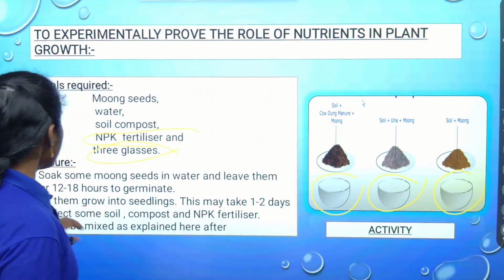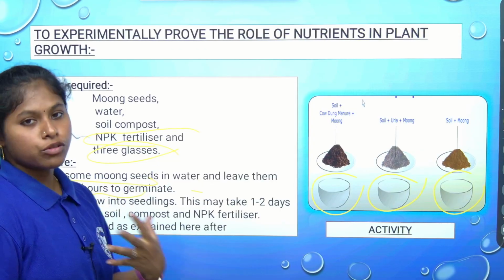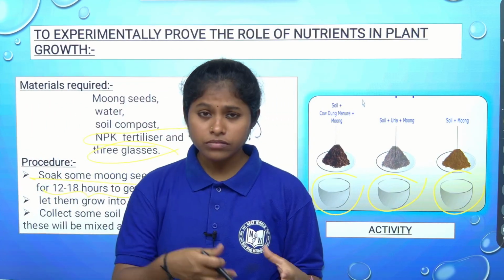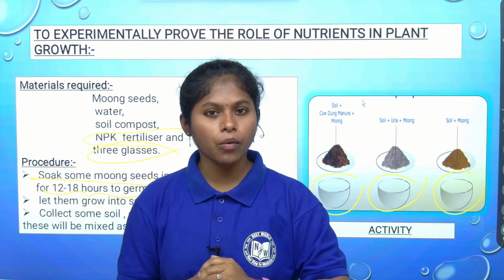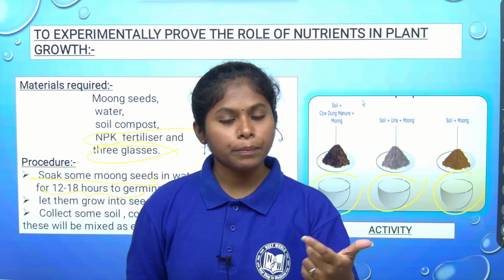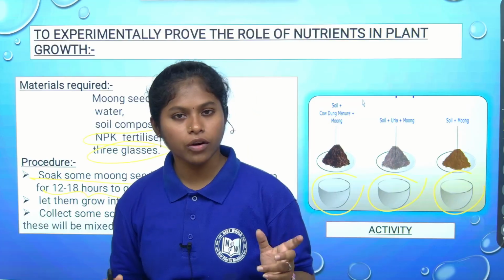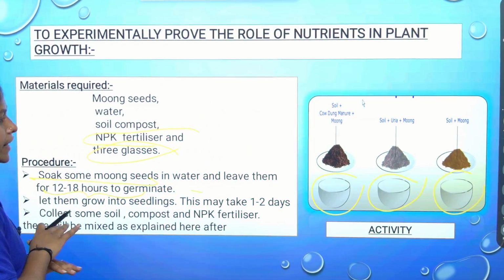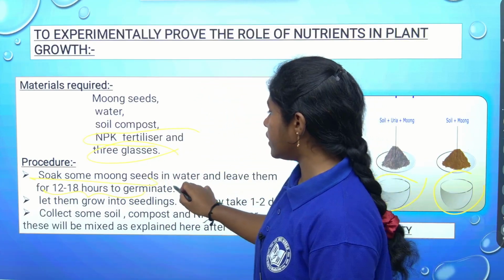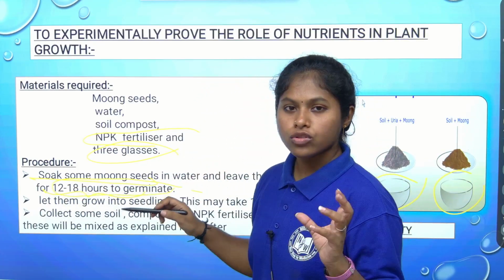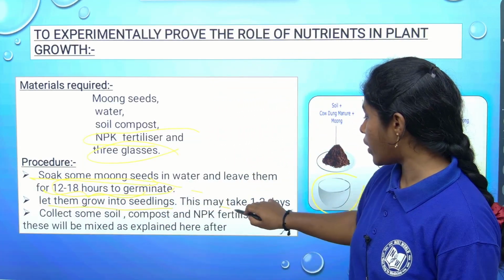Right children? So I soaked some of the moong seeds in water and left them for 12 to 18 hours. Let them germinate. Those which are fit for growing into seedlings will sink under the water, and those which are not fit for growing into plants will float on top of the water. Right children? So this is how I differentiated the quality seeds. I let them soak for 12 to 18 hours, and then let them grow into seedlings. This takes 1 to 2 days.